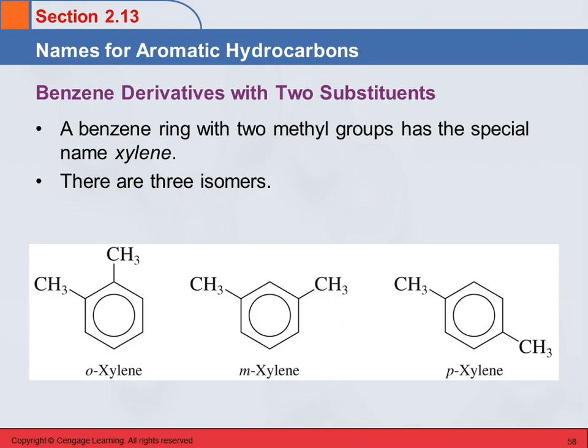Then there's another benzene derivative that has a special name, and this is when you have 2 methyl groups on a benzene ring. It has the special name xylene. And there's 3 different isomers of xylene. There's ortho, meta, and para xylene, depending on whether those methyl groups are next to each other or across from each other or in that meta position. So this is another special guy you need to memorize. Toluene is benzene with 1 methyl group. Xylene is benzene with 2 methyl groups.